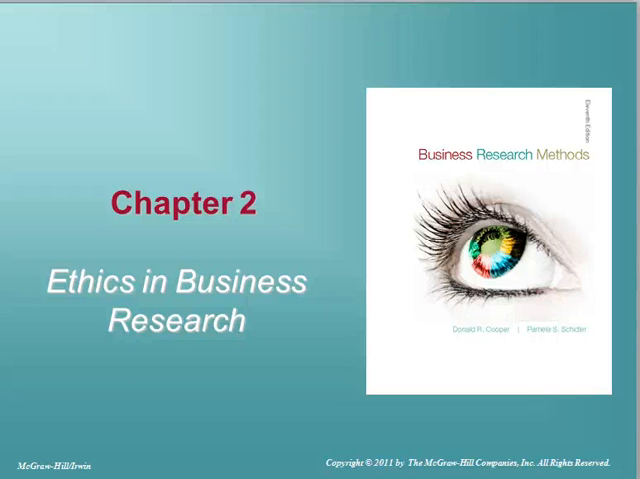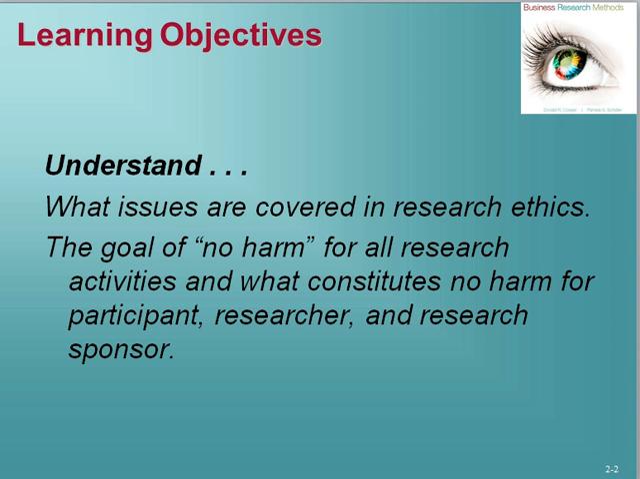This is chapter 2. This chapter explains the ethical issues faced by researchers. Learning objectives include this: to understand what issues are covered in research ethics, the goal of no harm for all research activities, and what constitutes no harm for a participant, for the researcher, and the research sponsor.